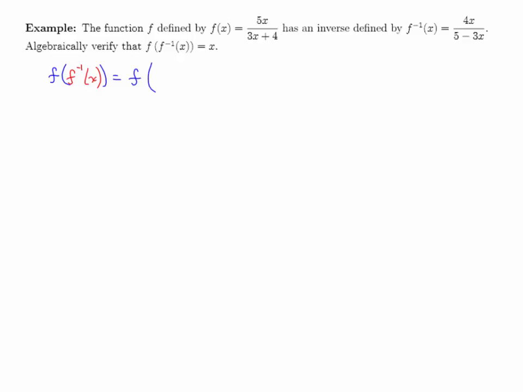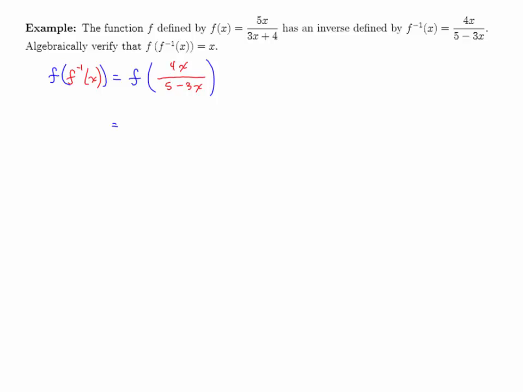So we have f of, and now we're given f inverse in this case, and it's given by 4x over the quantity 5 minus 3x. So we'll take f of, and then inside here we have 4x over that quantity 5 minus 3x. And now to simplify this, we're going to apply the function f. So f is defined by f of x equals 5x over the quantity 3x plus 4. So regardless of what we input, it'll follow that same pattern.